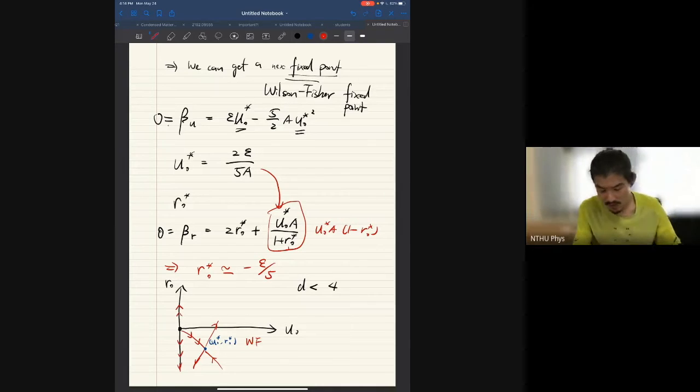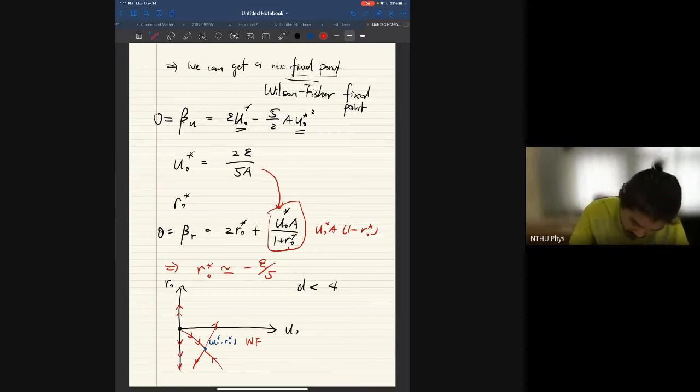Now in this kind of d less than 4 dimension, you do have two fixed points. One corresponds to the Gaussian fixed point, and the other is the Wilson-Fisher fixed point. The Gaussian fixed point corresponds to (0, 0), and the Wilson-Fisher fixed point corresponds to (2 epsilon divided by 5a, minus epsilon over 5).